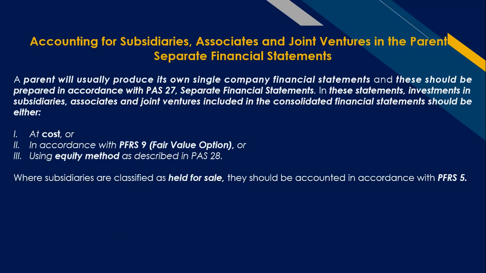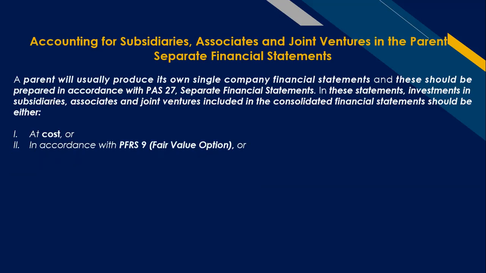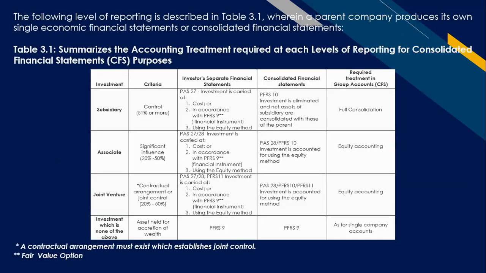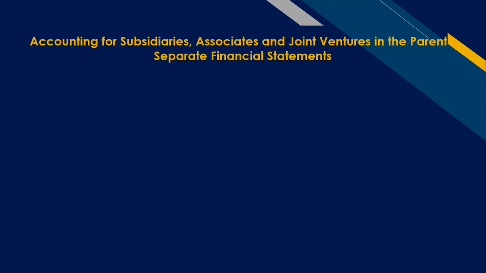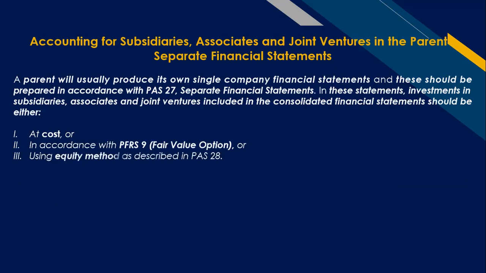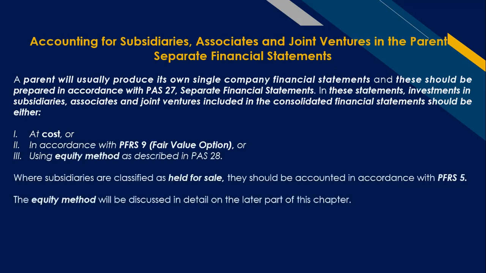Okay, so we have now the accounting for subsidiaries, associates, and joint ventures in the parent's separate financial statements. So we have now the investment at cost in accordance with PFRS.